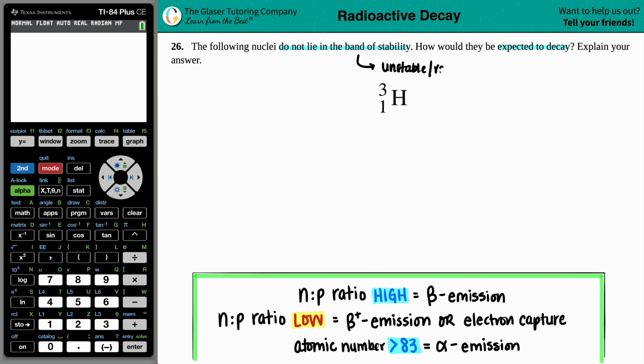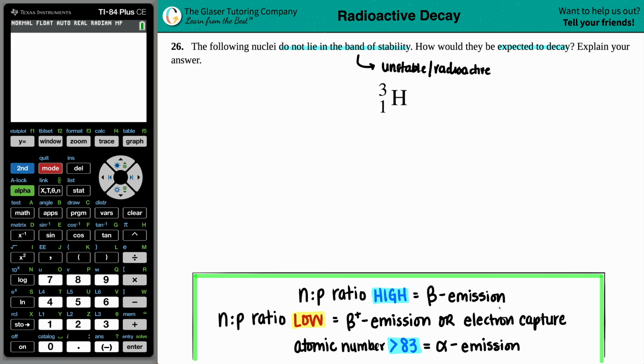So the question is, how is this nuclide going to become stable again, right? How is it going to decay? Now, there's many different types of decay modes, whether we're talking about beta emission, so releasing an electron, positron emission, releasing a positron into the atmosphere, alpha emission, releasing that alpha particle or a helium, or electron capture, taking up an electron.